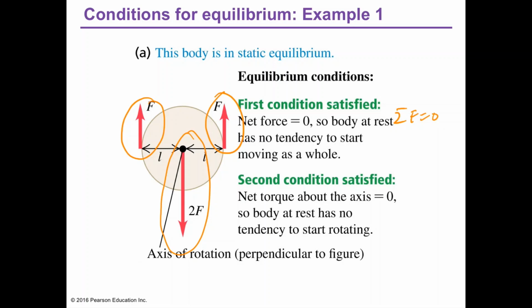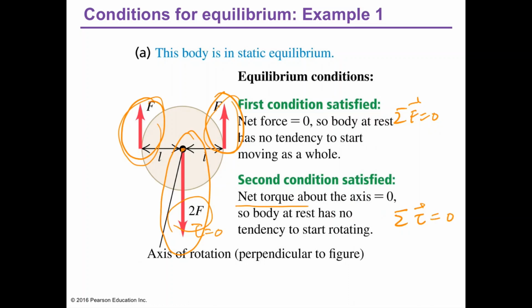And for the second condition, we're looking at the net torque around this axis. The 2F pointing down has zero torque, and of the other two forces, one gives a clockwise torque and the other gives a counterclockwise torque, so these two cancel out with each other. So this is the condition where both are met: the first condition is the sum of all the forces, and the second condition is the sum of the torques, equal to zero.